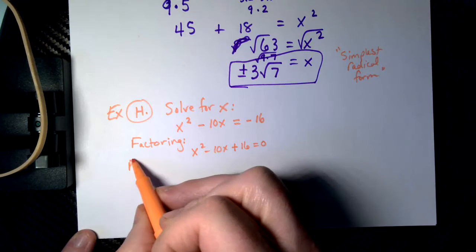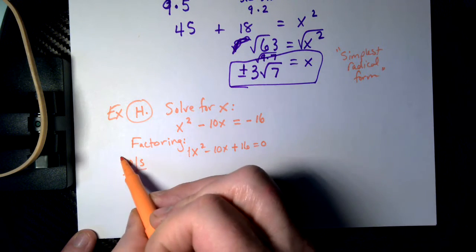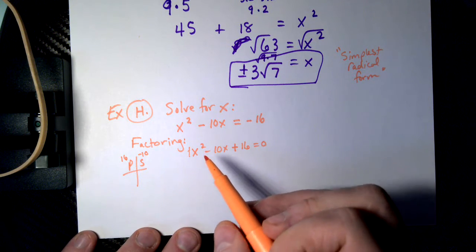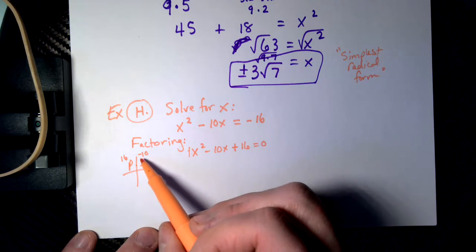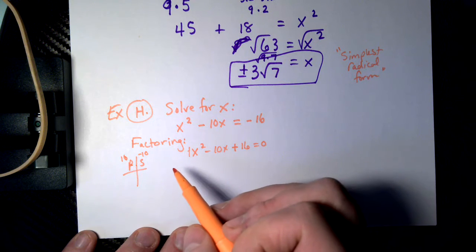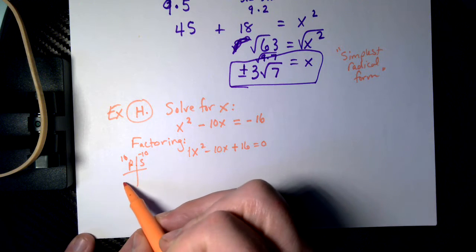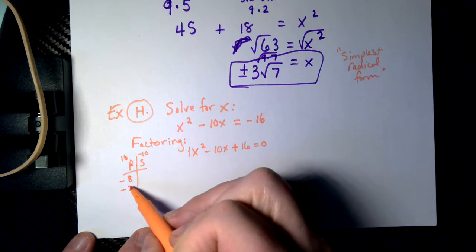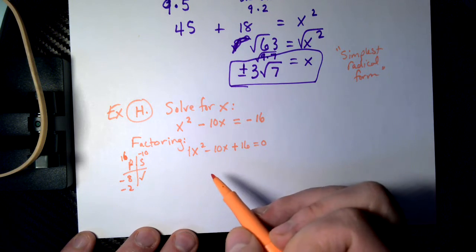And you think to yourself, little product sum rule. What are two numbers? There's a 1 in front. So 1 times 16 is 16. And negative 10 is the middle. You think, hey, what are two numbers that multiply to be 16, product, and their sum is negative 10? Well, if they multiply to be positive 16, they got to be the same sign. And if they add to be negative 10, they got to be two negatives. So it's got to be negative 8 and negative 2. If you multiply them, you get 16. You add them, you get negative 10.